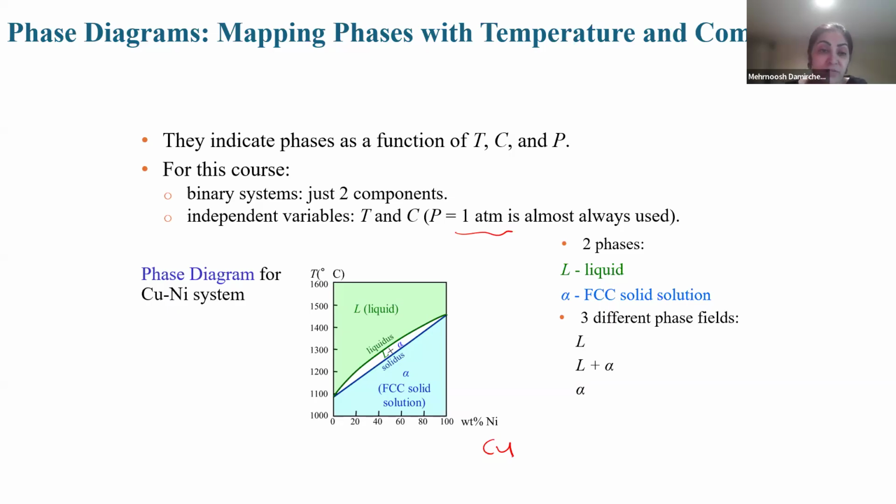There are three regions. If you see here, the green one is completely liquid, the blue region is completely solid solution, and this area that is liquid plus alpha means we have two phases simultaneously, liquid and solid. Okay.